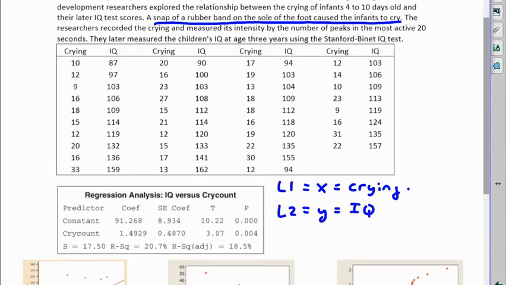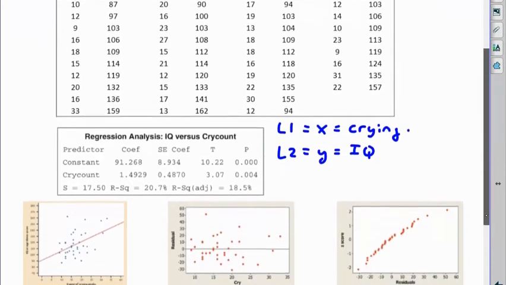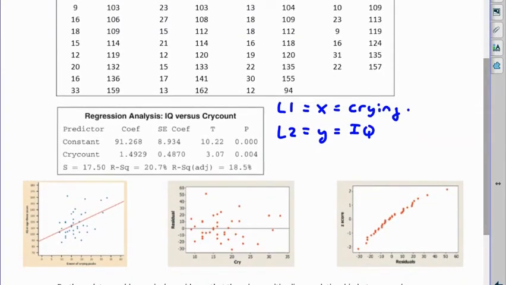So they are saying that the x explanatory variable is the crying of the baby, and the response variable, which we'll put in L2, that will be our y, is the IQ of the baby. And you would put this in your calculator and draw a rough drawing with scale of your scatter plot to look for the linear condition.